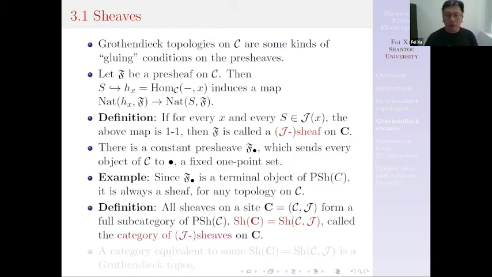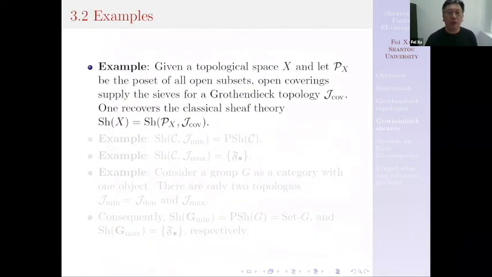Now, if we take all sheaves, then we can form a full subcategory, and this is called the category of sheaves on C. And any category that is equivalent to something like that is called a Grothendieck topos. But this is just terminology that we do not need later on. So now we have some examples.